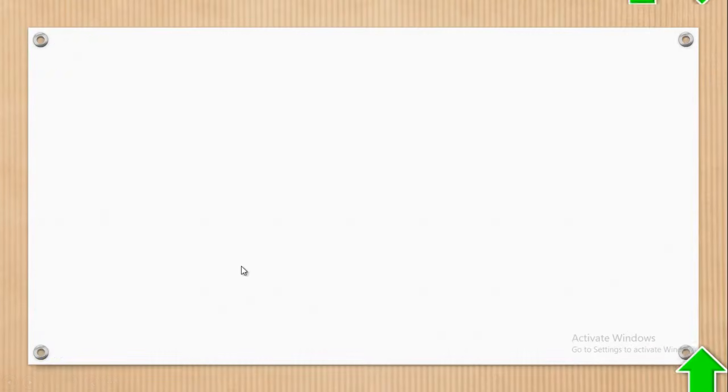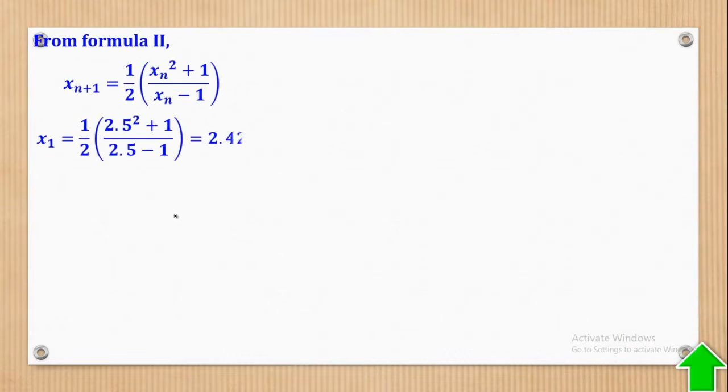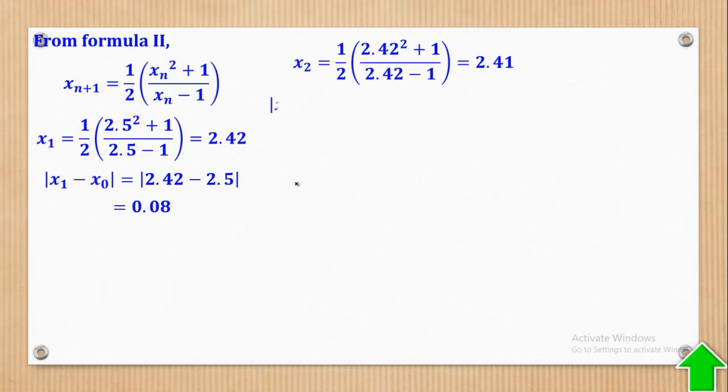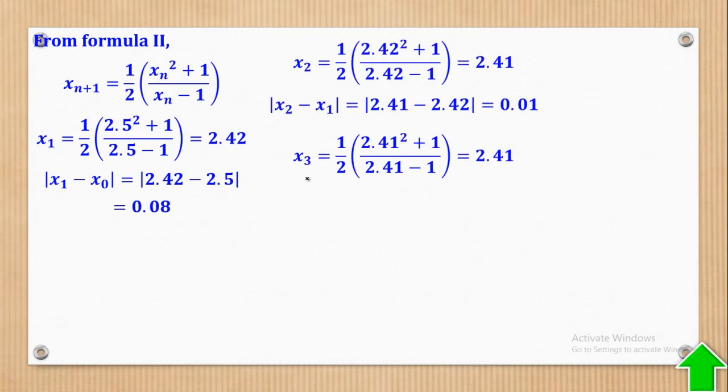Then now we shall go to formula 2. So for formula 2 still we shall do the same. X1 will be that, tolerance will be that, and X2 will be that, tolerance will be that, X3 will be that, and tolerance will be that.